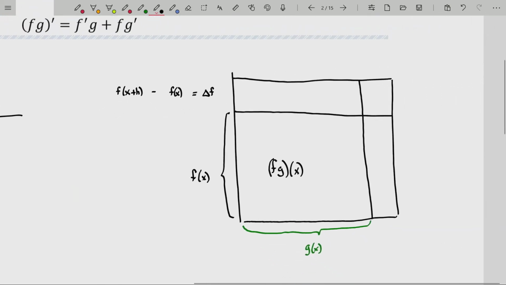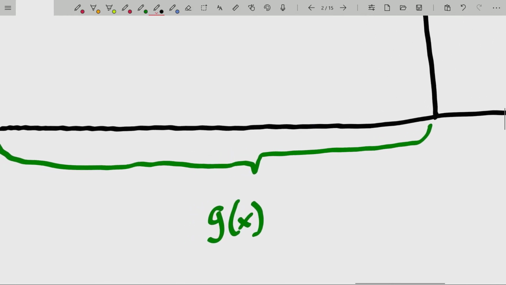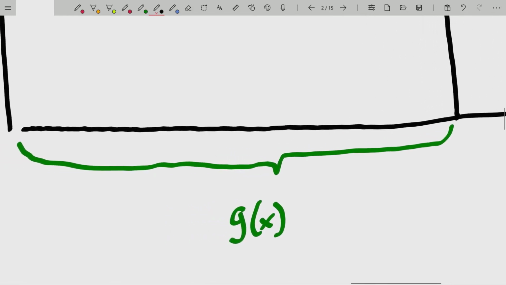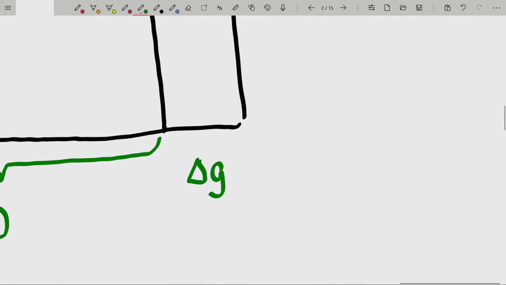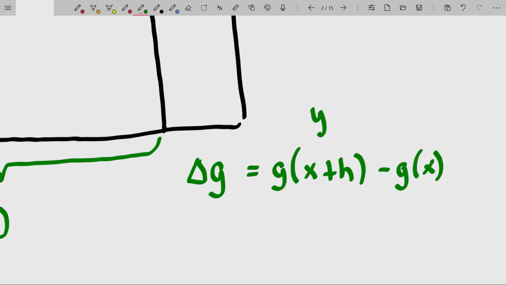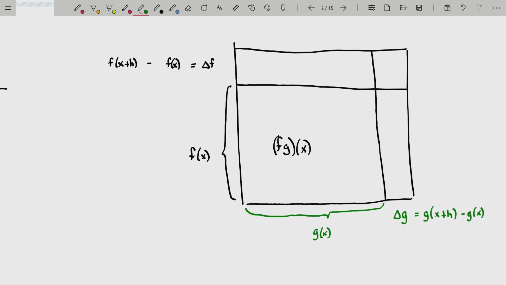I'm going to do the same thing for g. Down here, I'm just going to say, what if we were to wiggle this green length a little bit? And that green length is an output. So what if we were to wiggle the output of g a little bit? And again, I will just say that's the same as g of x plus h minus g of x. Again, it's just a y value minus a different y value, which is a change in y values, which is what that is. So there's no real craziness to this argument, at least yet.